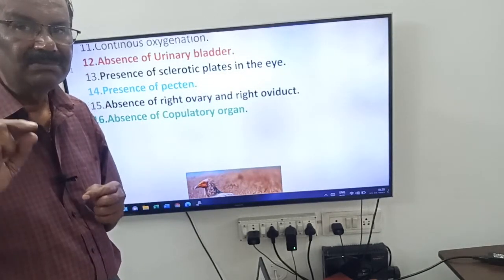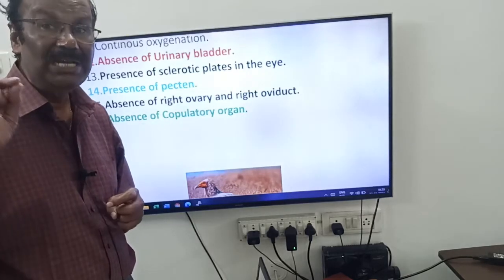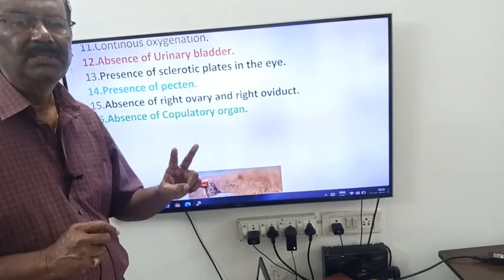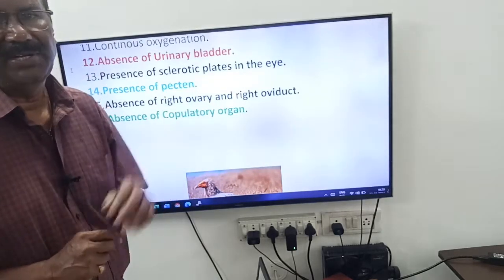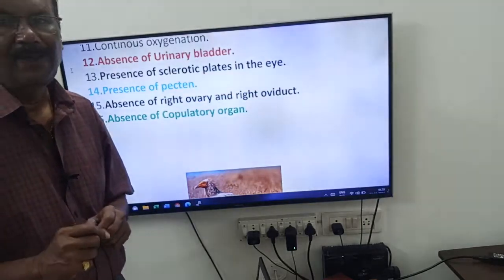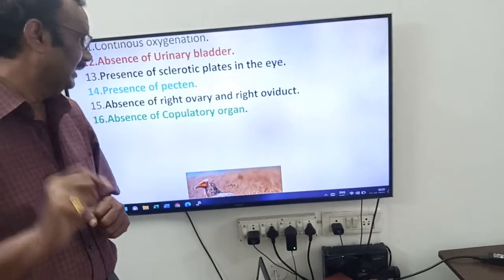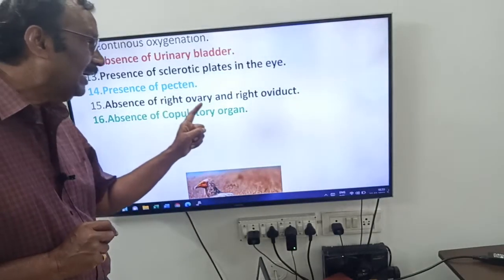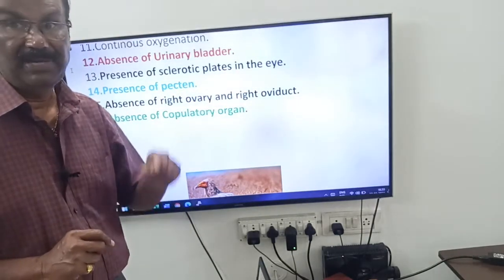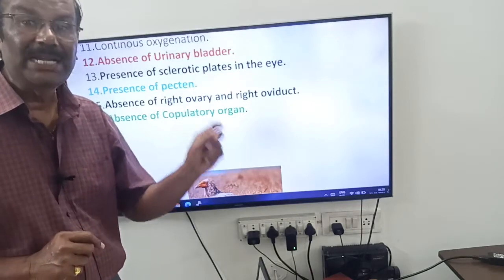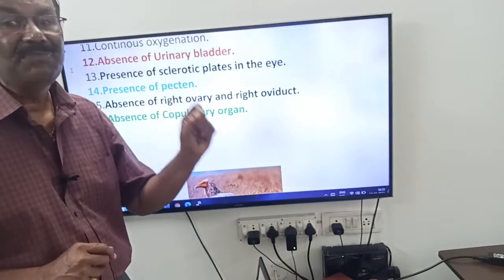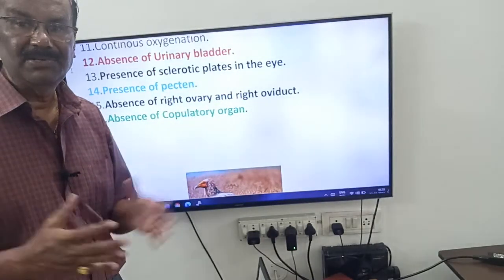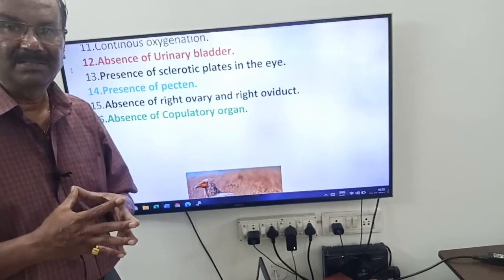Next, very, very important, friends, absence of right ovary and right oviduct. Friends, the female birds have only left ovary and left oviduct. Males have both right and left testes and vas deferens. But female birds have only left ovary and left oviduct. They don't have right ovary and right oviduct. They have what, friends? Left ovary and left oviduct only. Next, they don't have a copulatory organ or penis. Absence of copulatory organ.